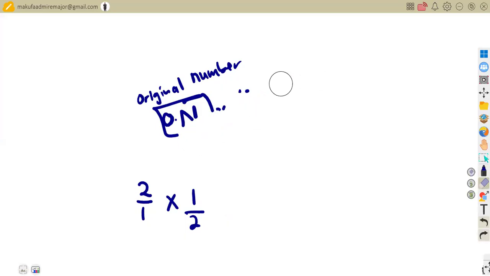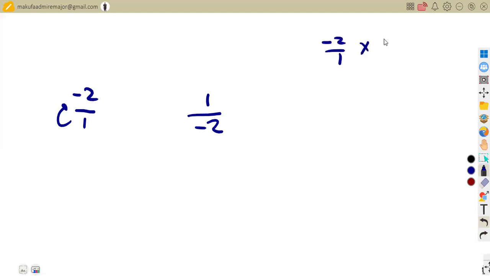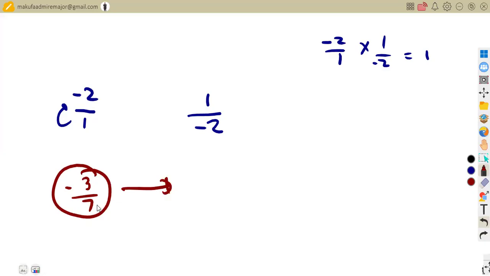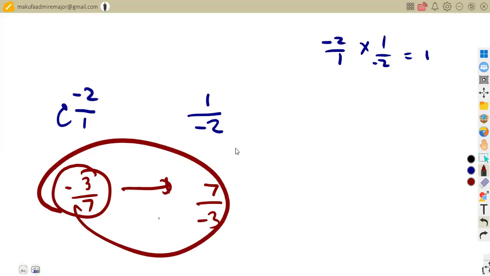So the number times its inverse, it gives us a 1. Take any consideration that you can think of. Minus 2, that is our number. What is the inverse of minus 2? First of all, minus 2 is the same as minus 2 over 1. So the inverse of minus 2 is simply interchanging, so it's going to be 1 over minus 2. That's the inverse. So if I multiply this, what do I obtain? Minus 2 over 1 times 1 over minus 2. Seriously, I'm going to get a positive 1. Whether I'm given minus 3 over 7 as the original number, the inverse of this number is going to be 7 on top and minus 3 in the denominator. And if we multiply these two, we are going to get a 1.